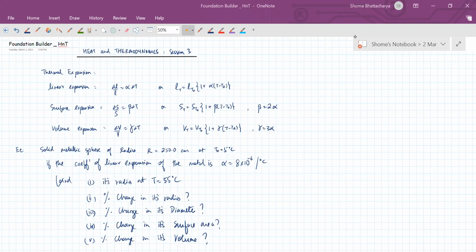Yeah, so has anybody worked out the answer? Please let me know. So for the first one, you can just use the formula that radius at a new temperature T will be equal to the original radius into 1 plus alpha into temperature change, or the change in radius upon original radius will be alpha delta T, because radius is a length dimension.